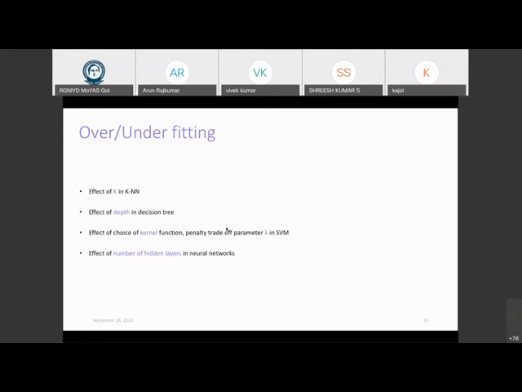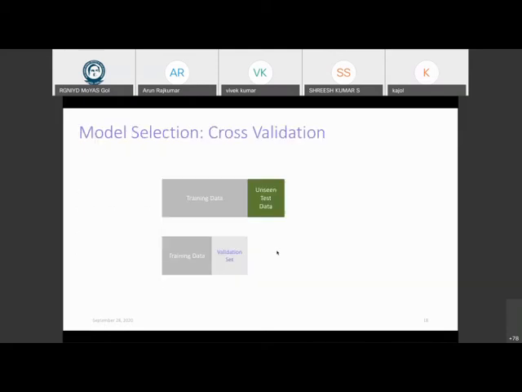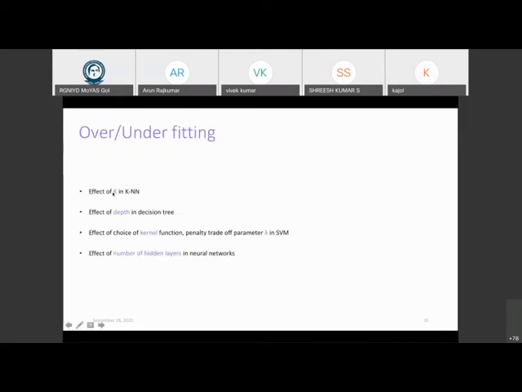These are parameters of these algorithms that you have to fix before you input your data to the algorithm: k, or the depth, or the kernel, or the hidden layers, and so on. These are what are called hyperparameters, and they typically need to be tuned before running the algorithm.